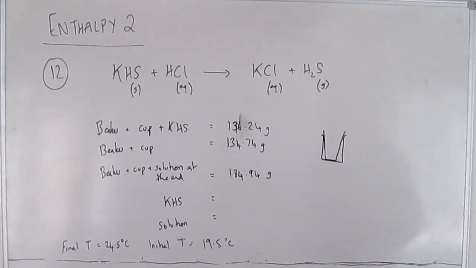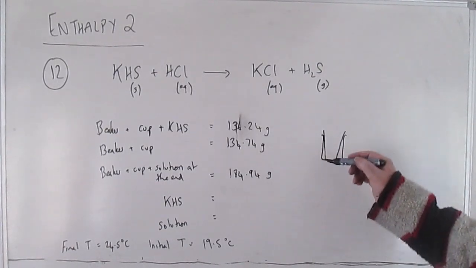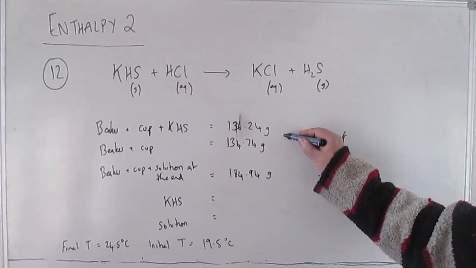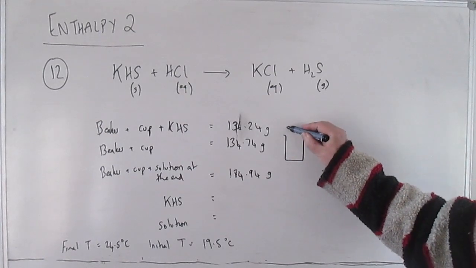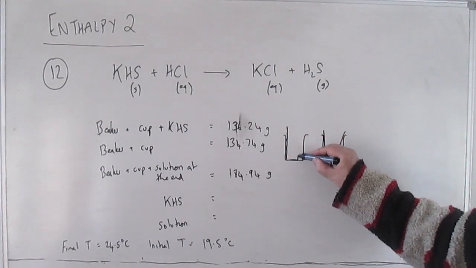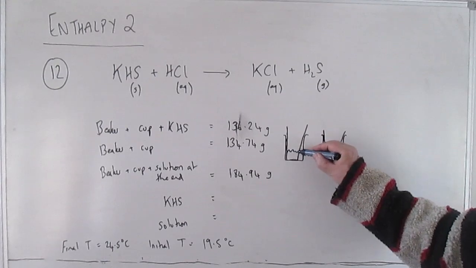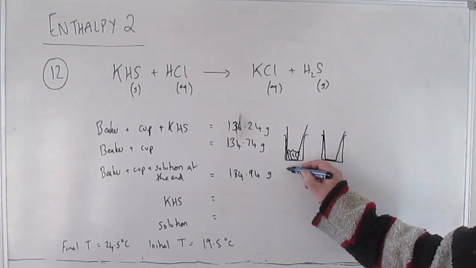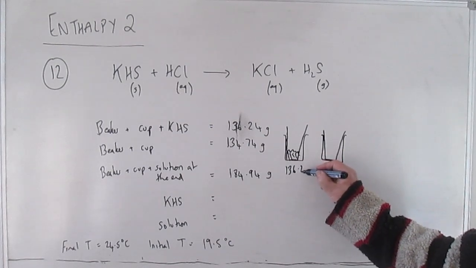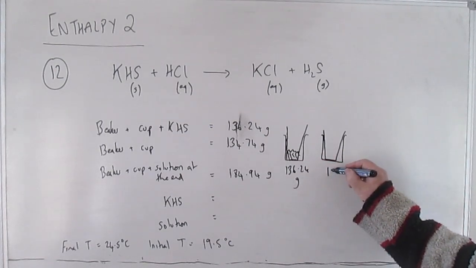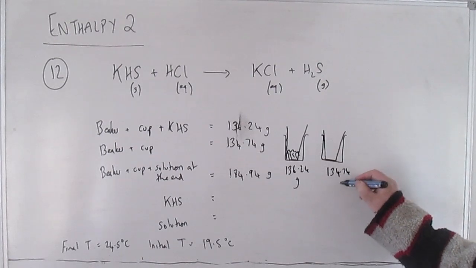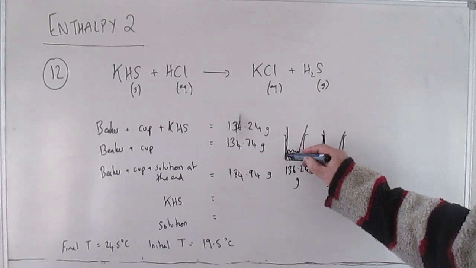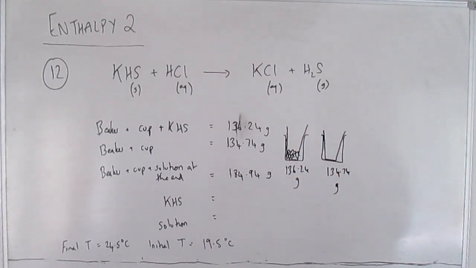So that's the setup. That's the beaker plus the cup, and we've also got the beaker plus the cup plus the KHS. So you have this, but now with a bunch of stuff in the bottom. This is 136.24 grams, and this is 134.74 grams. And you can see the difference between the two is just the KHS, this solid in the bottom here.